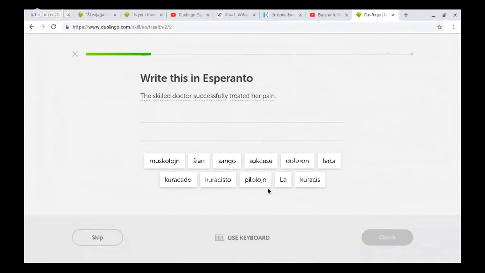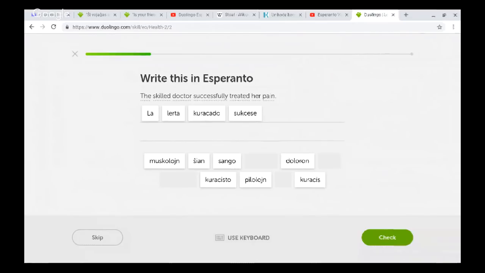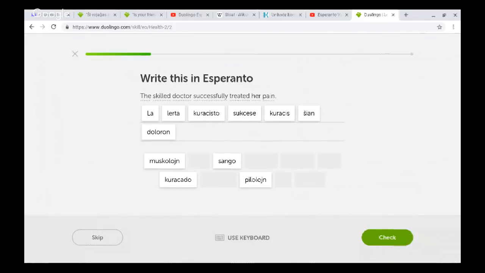The skilled doctor successfully treated her pain. So we see a capital letter. That's our first hint. Lerta means skilled. What's a doctor? Curatsisto. Successe curatsis ŝian doloron. That's a good translation too. A lot of times people think that curatsi means to cure, but it actually means to treat. La lerta curatsi. Whoops. I said the right thing. I didn't click on the right one. So I gotta do this again. La lerta curatsisto successe curatsis ŝian doloron.